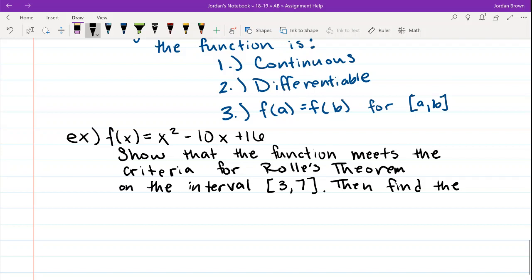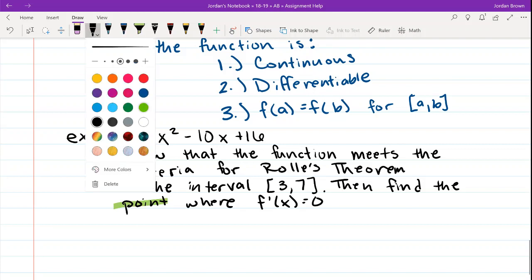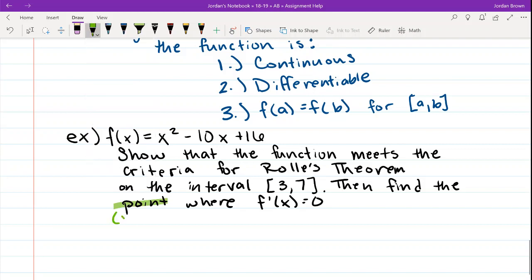Then find the point where. Now, because it said find the point, we will actually need to find a point x, y where the derivative is equal to 0.